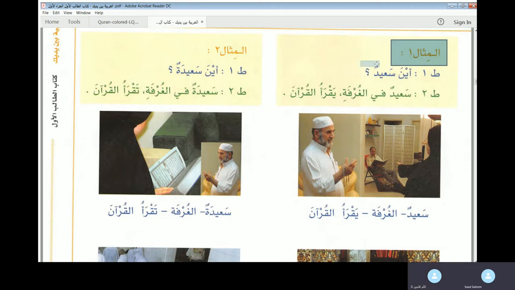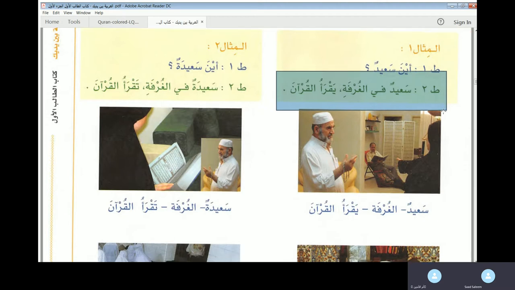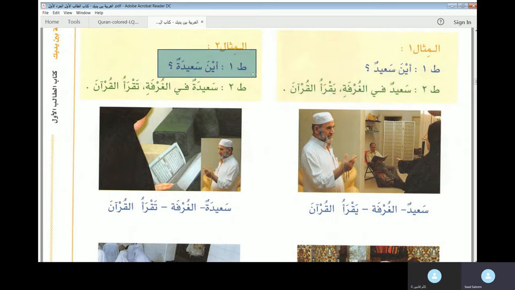The first example. First student: Where is Saeed? Second student: Saeed is in the room reading the Quran. Saeed is in the room reading the Quran. Yes, he is reading Quran. Okay.